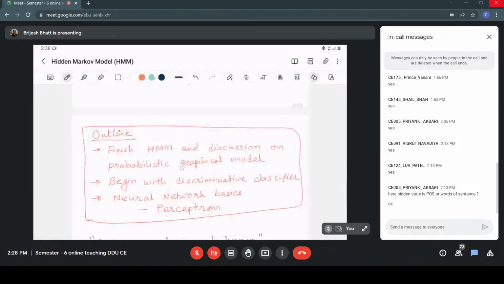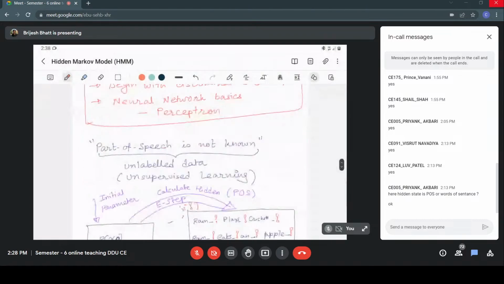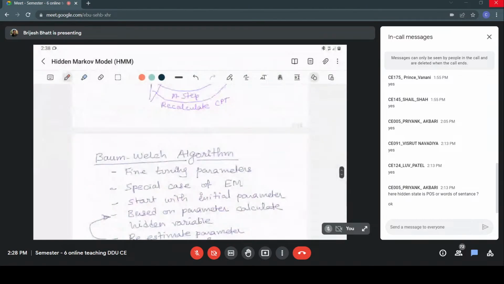So that is our story of the hidden Markov model. And I think these examples are not given to you, so I will not go into that.